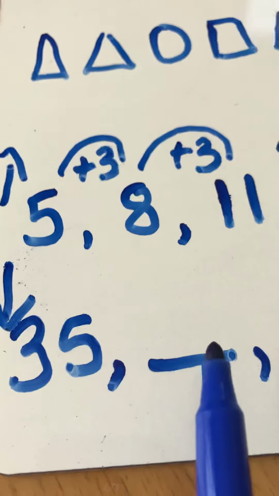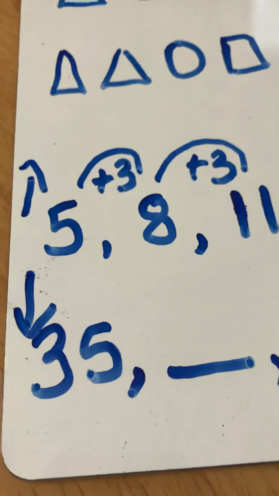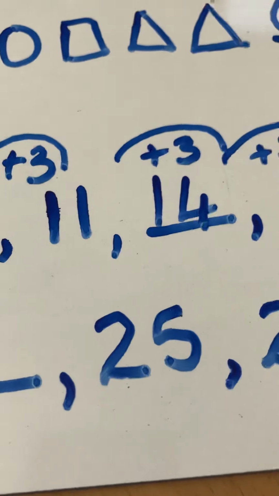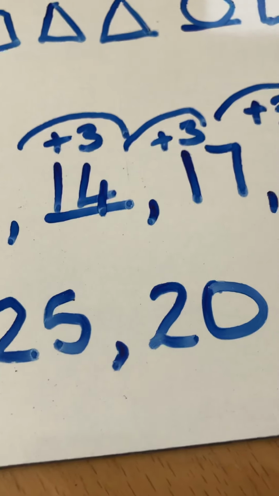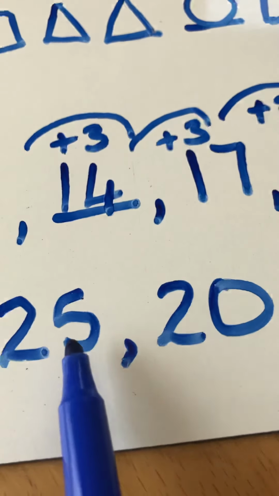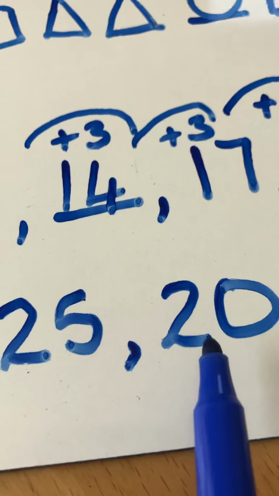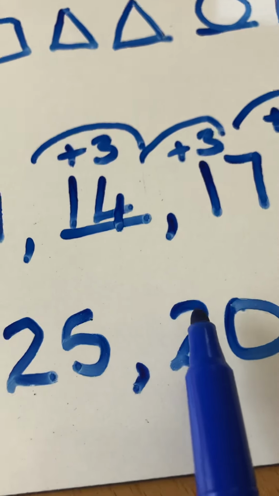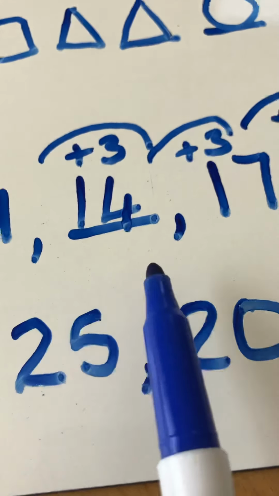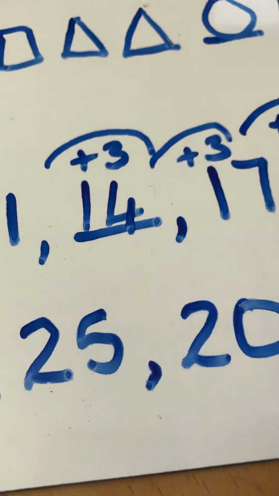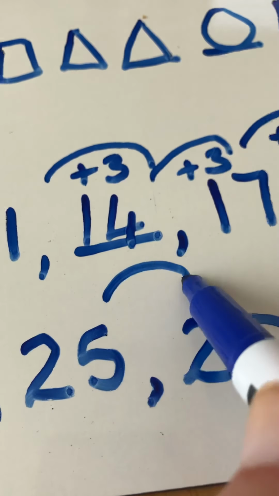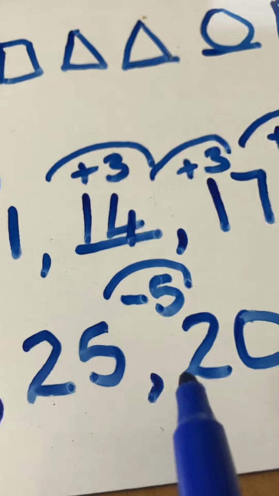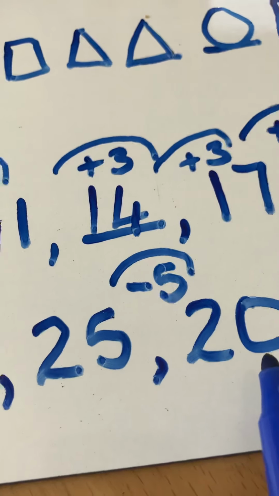How much are they decreasing by? So we've got 35, then we've got a gap. That's tricky. I think we need more information than that. Are there two numbers together? Yes, there are. 25 and 20. So, what's the difference between 25 and 20? How many are there between 25 and 20? That's right. There's 5. So we've taken away 5 to get from 25 to 20.